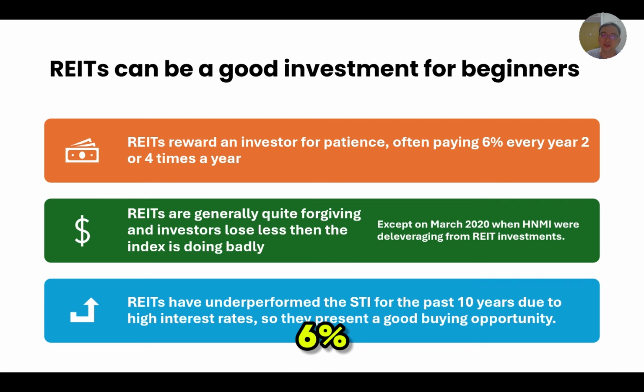There are REITs that give you 6%, you can find them, but generally speaking, it's probably better to target 5% right now. Okay, it's very forgiving, except during the pandemic. And after the pandemic, it took time for the REITs to recover. In fact, it didn't even recover last year, and it was a good year for the Singapore stock market.